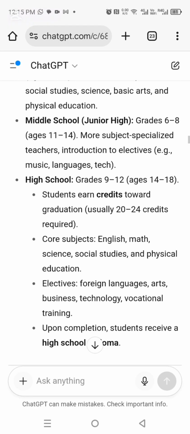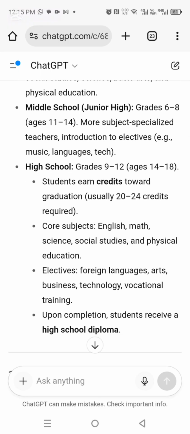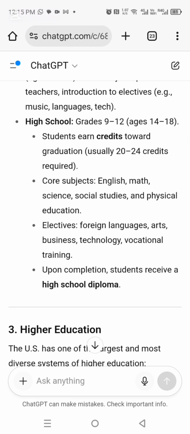Then there's the high school, which is grades 9 to 12, which is ages 14 to 18. The students earn credits towards graduation, usually 20 to 24 credits required. The core subjects are English, math, science, social studies, and physical education. Electives: foreign languages, arts, business, technology, vocational training.